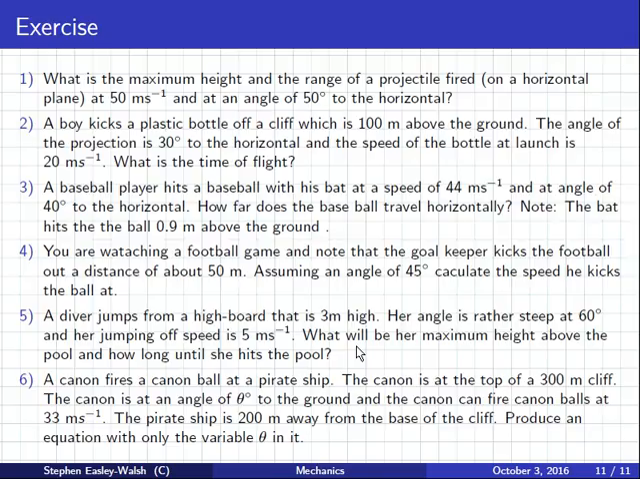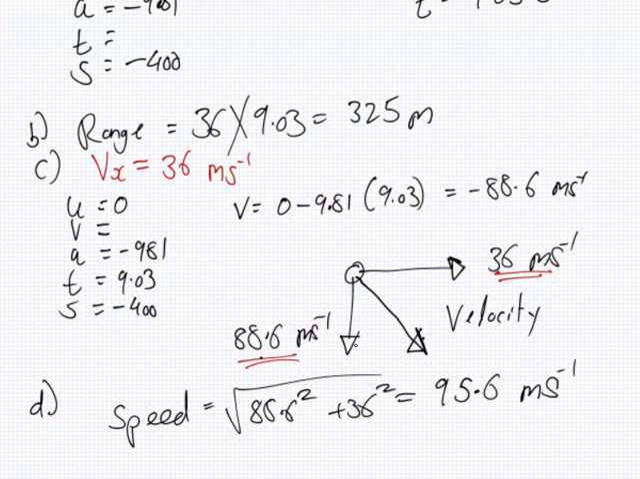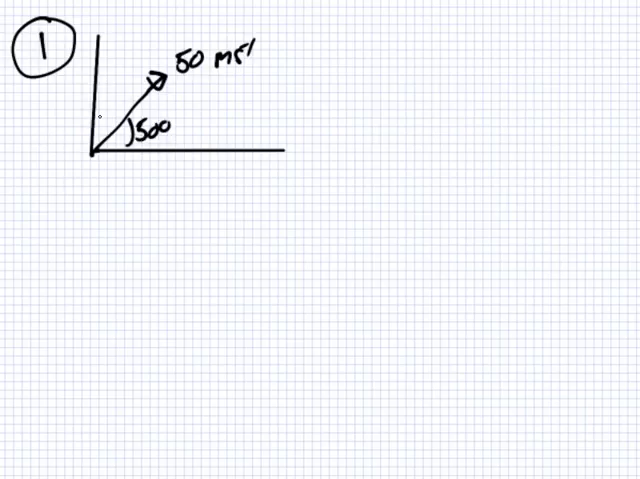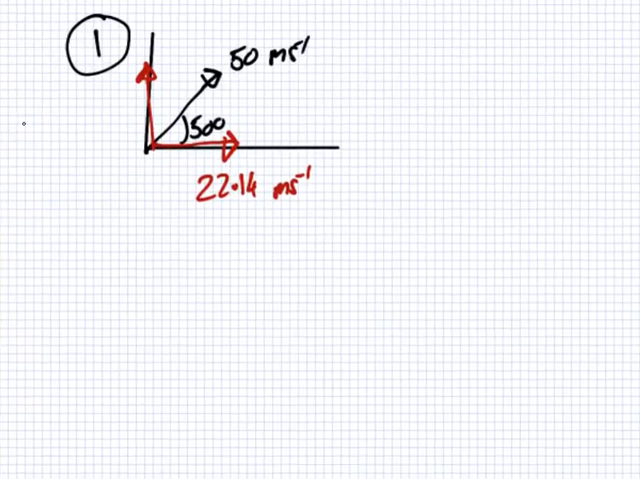Okay, I think that is more than enough time for the first one. So let's have a look at number 1. We have to find the time dimension. What's the speed? 50. And the angle? 50. So, what was 50 cos 50, please? And 50 sine 50? 38.3. 50 sine 50 is 38.3.